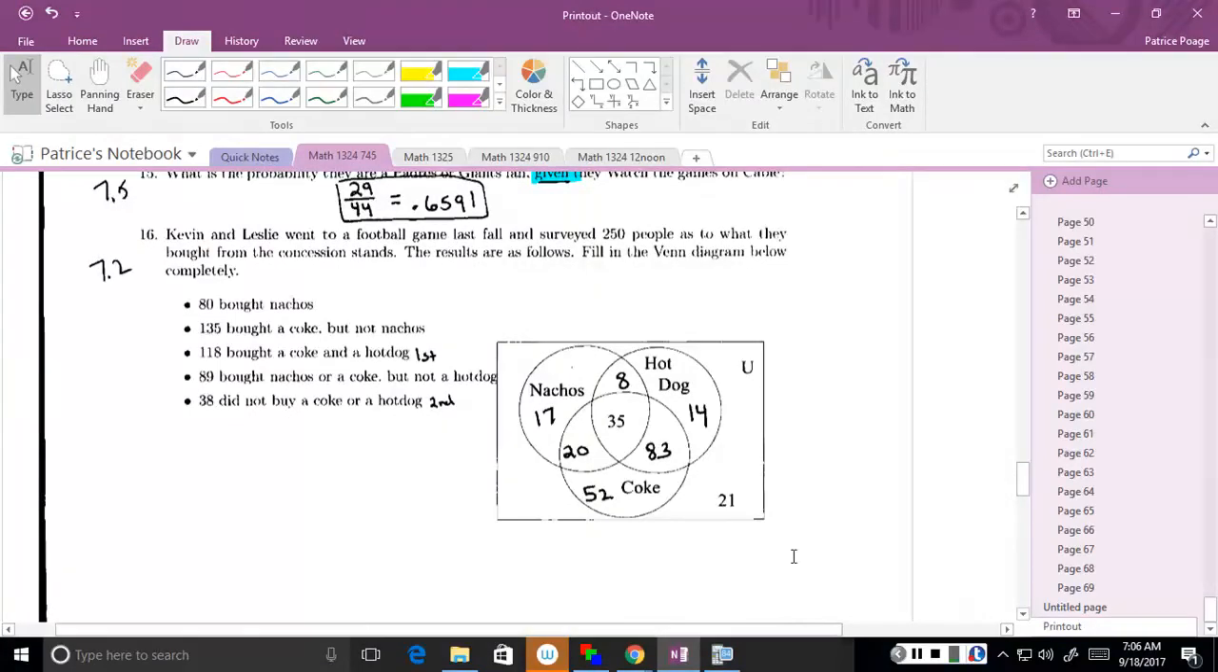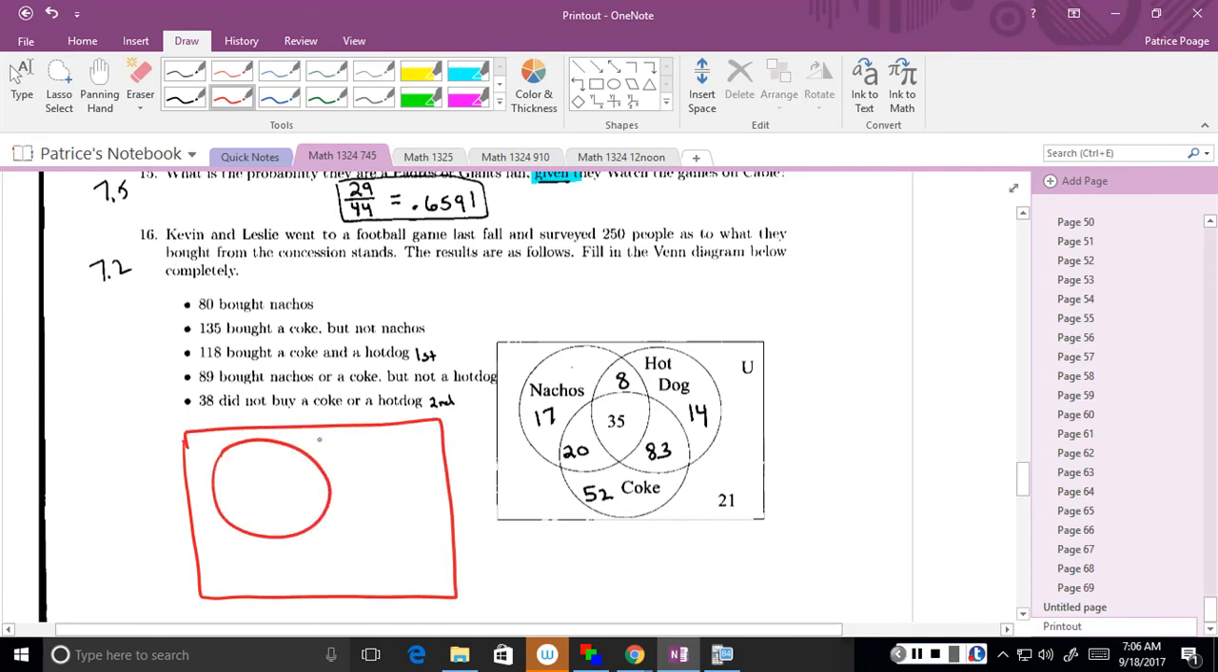All right. Kevin and Leslie went to a football game. I'm going to start a new one over here so you can see which numbers go first on this. Nachos, a hot dog, and Coke. The numbers given were 35 and 21. First it says 250 were surveyed, so this whole thing is going to equal 250. 80 bought nachos. That's the whole circle. We can't do that yet.